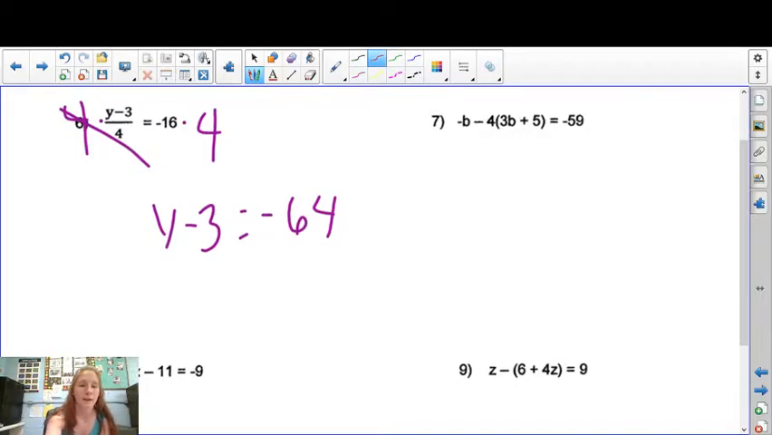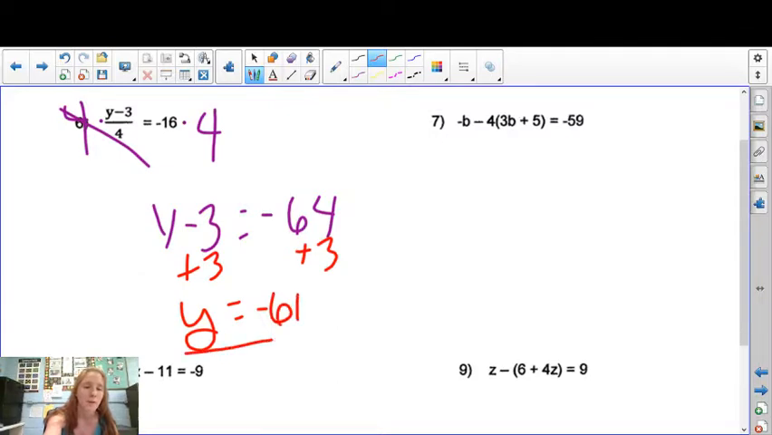All right, now I got to undo that subtraction, so I'm going to add 3 to both sides. And even though my 64 is negative, remember, he's super negative, so when I add, he ends up becoming a little bit smaller and is negative 61.